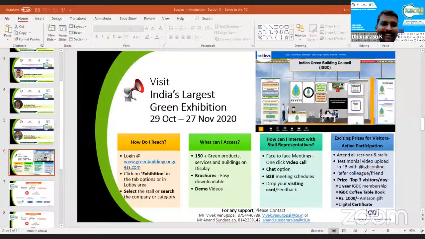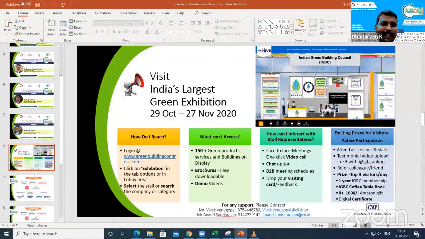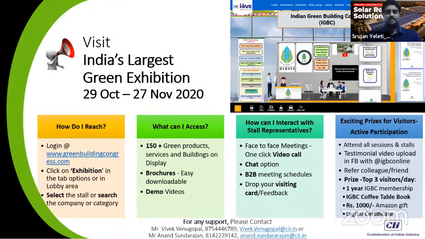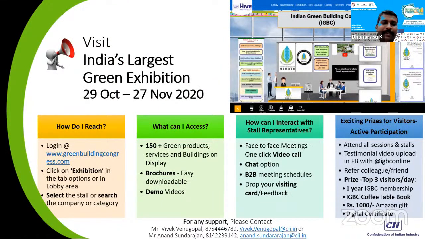There is an announcement. We are also exhibiting more than 150 green products and services and building related on the CII Hive platform. We request all the participants to go to the exhibition section and visit the stalls and experience the products displayed on the virtual platform. If you can, also connect with stall representatives through video call, that facility is available.